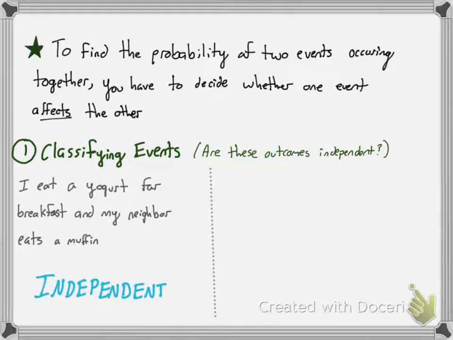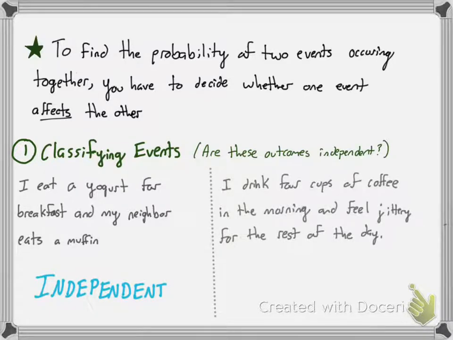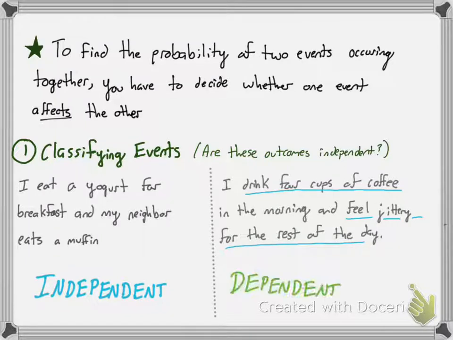In the next example, I drink 4 cups of coffee in the morning and I feel jittery for the rest of the day. Due to the fact that coffee has caffeine and that has an effect on your body, drinking all of that coffee clearly affected how I felt for the rest of the day. So, those would affect one another, and I would call those dependent events.